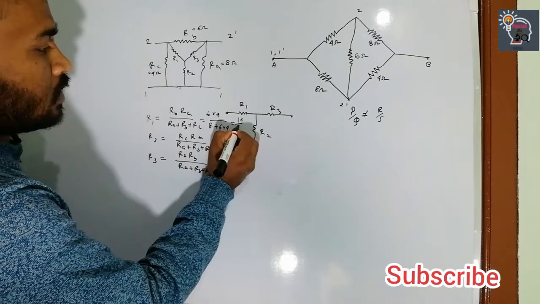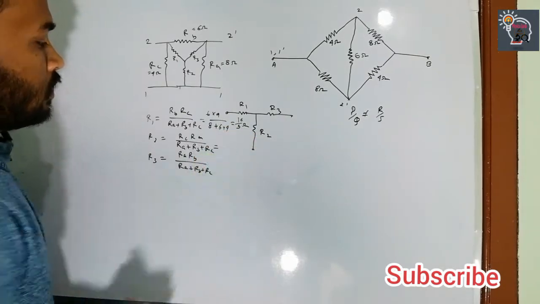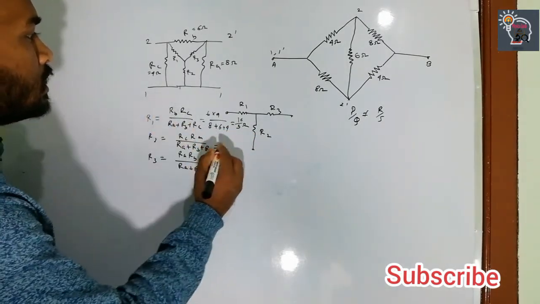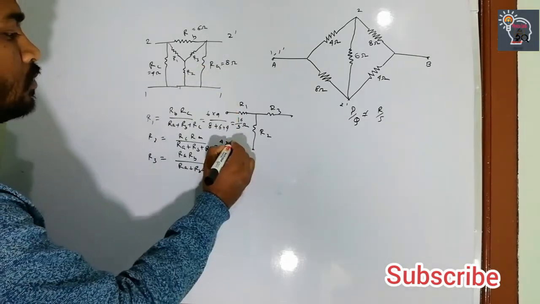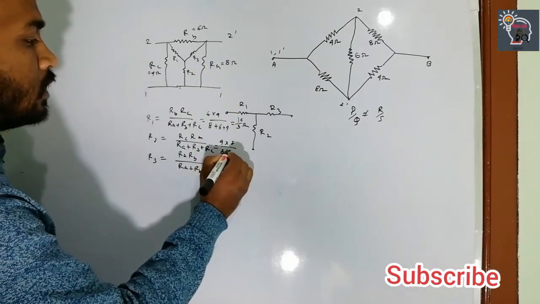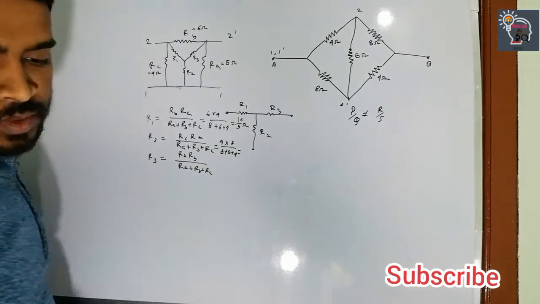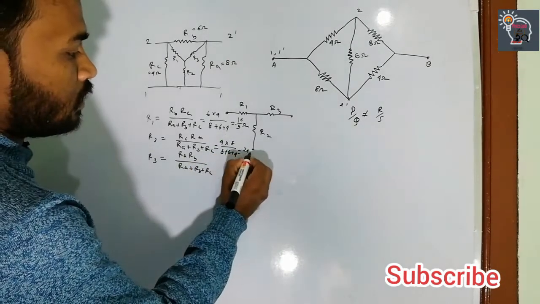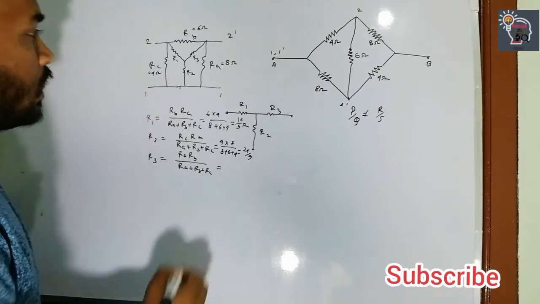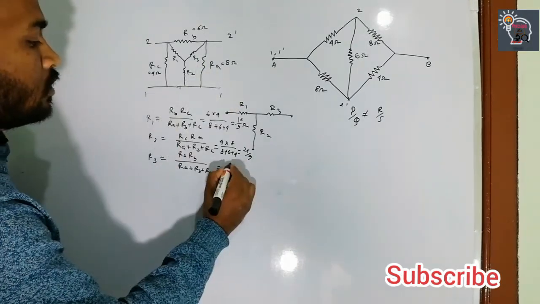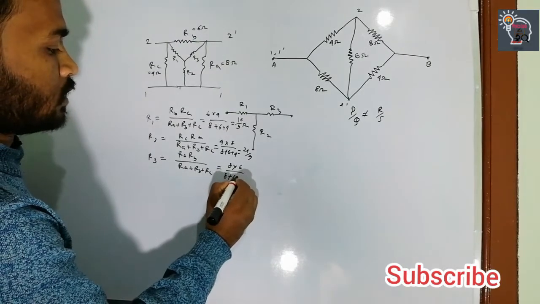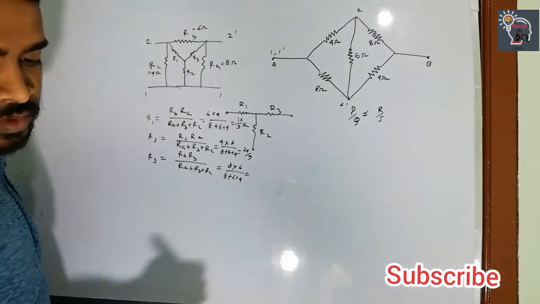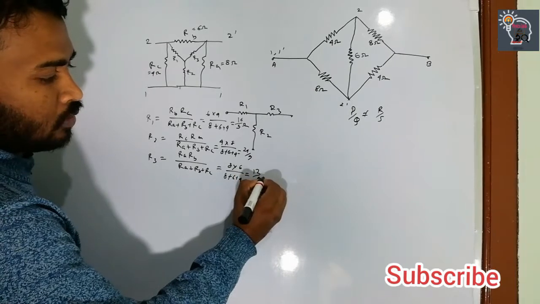16 by 9 ohm. R2 equal to RC RA. RC is equal to 4 ohm and RA is equal to 8 ohm, by 8 plus 6 plus 4. This becomes 24 by 9. And R3 is RA RB, RA is equal to 8 ohm, RB 6 ohm, by 8 plus 6 plus 4. This becomes 12 by 9 ohm.